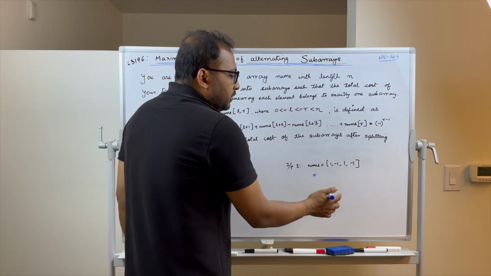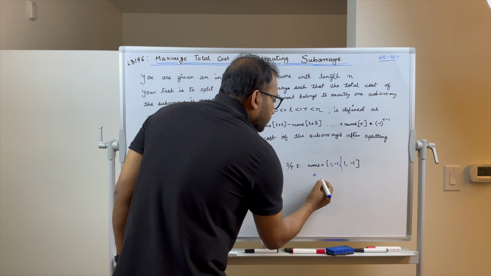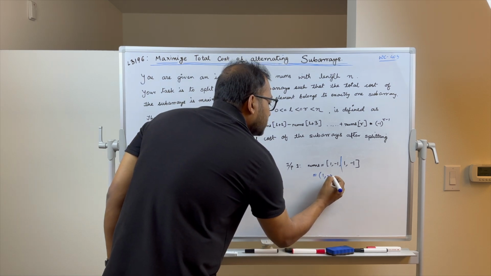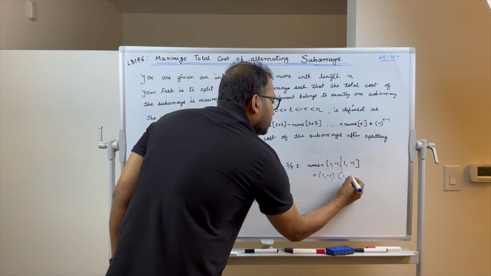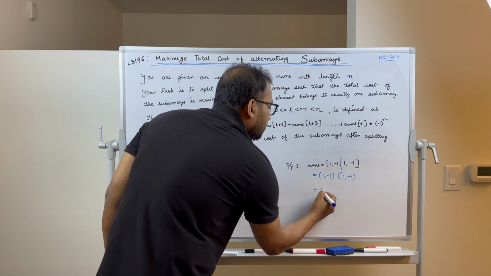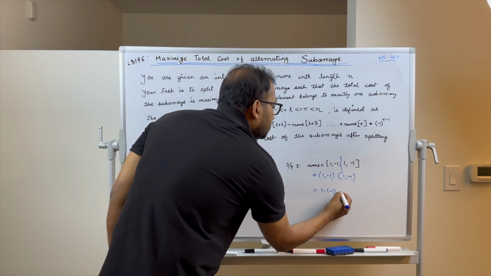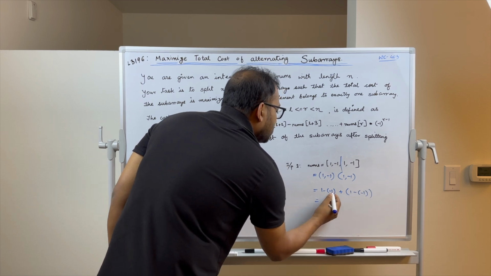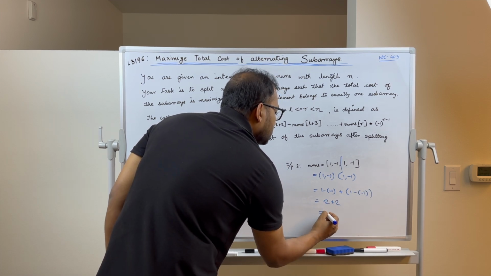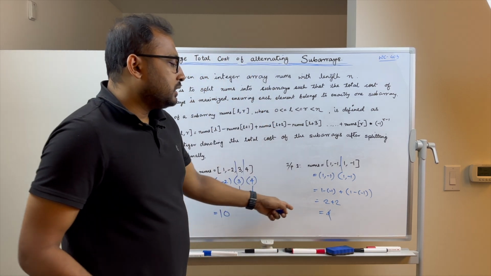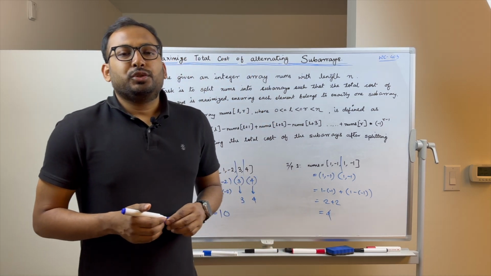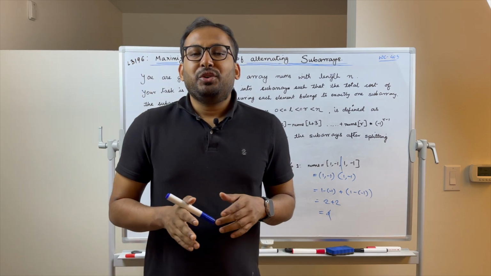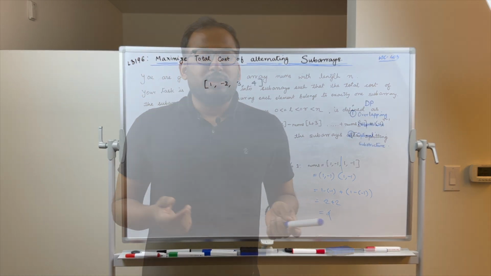For the second sample input, we can split it from here. So what do we get? We get 1, -1 as one subarray, and another subarray 1, -1 again. The cost of this one is 1 minus (-1), which is 2, and the cost of the other is also 2, so the total is 4. So the answer for this array is also 4. Pause the video here if you want to think of a solution by yourself, else let's proceed.